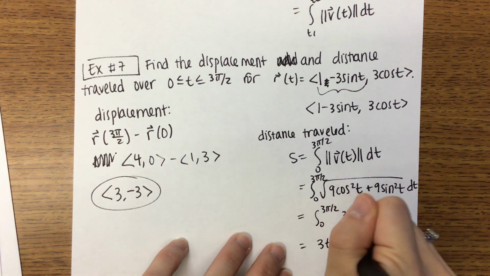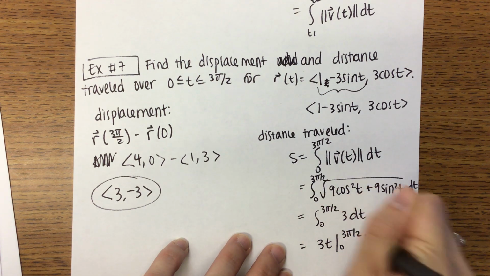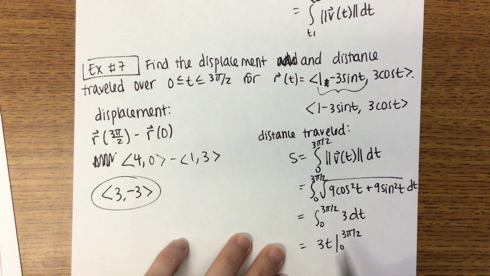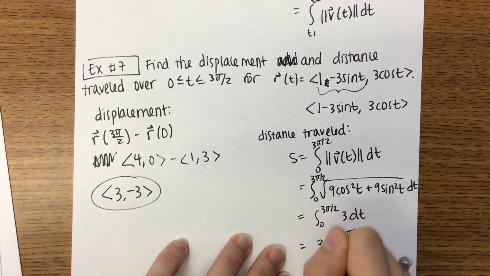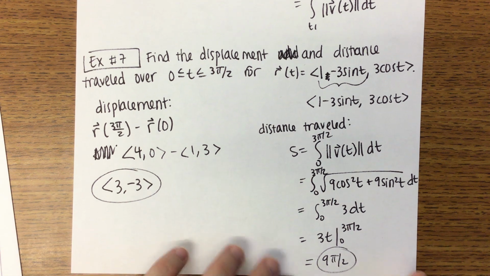So I get 3t from 0 to 3 pi over 2. If I plug in t is 3 pi over 2 and I plug in t is 0, I get a final answer of 9 pi over 2. So that is the distance traveled.